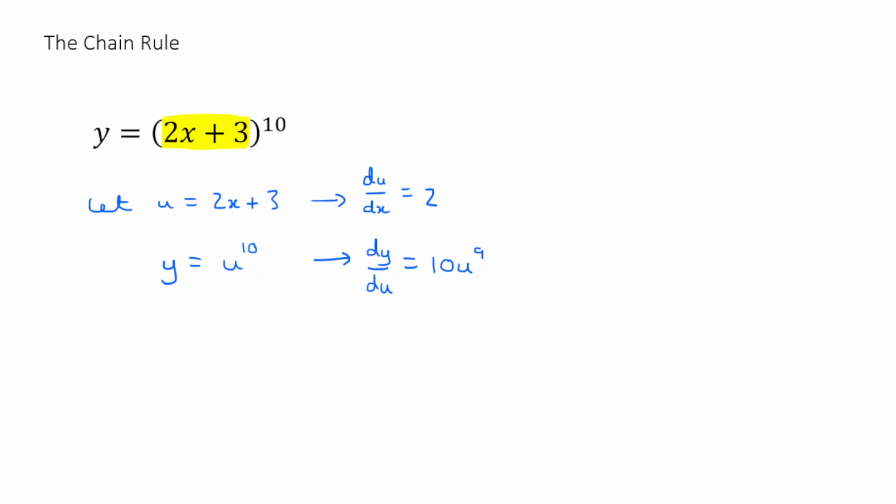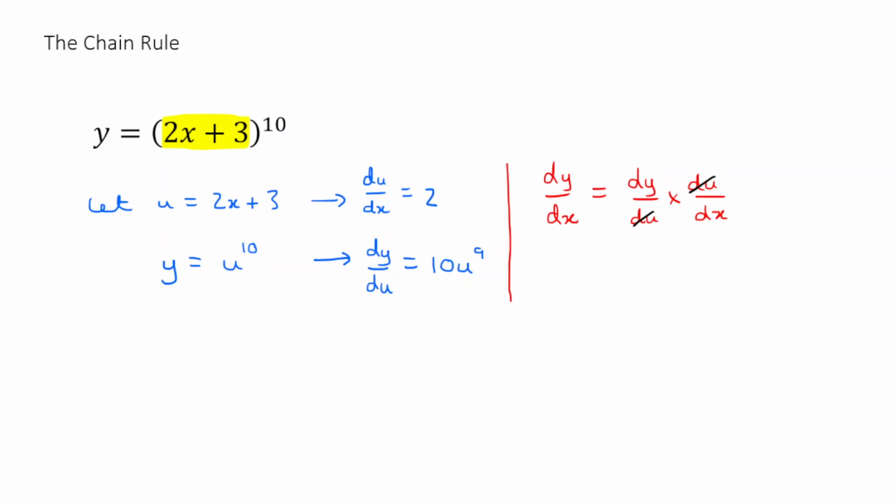Now what I want you to see next is this: we can consider dy dx, the thing that we're trying to find, is equal to dy du times by du dx. Right? If you like, it's not quite true, but if you like, you can consider this. If you treat dy du and du dx as fractions, then what you can see is that the du there cancels off and you're left with dy dx.